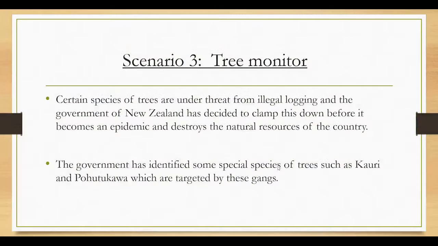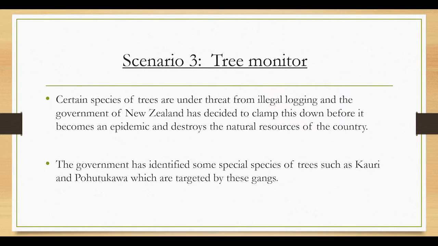And the third scenario regards illegal logging, specifically of certain native trees such as the kauri and pohutukawa. So using this map, it means that people can monitor which trees are being targeted. The third scenario is to monitor. Certain species of trees are under threat from illegal logging, and the government of New Zealand has decided to clamp down on this before it becomes an epidemic and destroys the natural resources of the country.